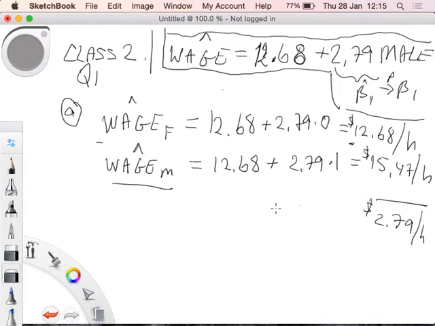Notice that this value is the same as this one. So this estimated coefficient is actually the gender gap. So $2.79 is the gender gap. That's the answer to this question, and also the answer to, I think, C as well, or D apparently. Yeah, D. Any questions? Okay, next one then.